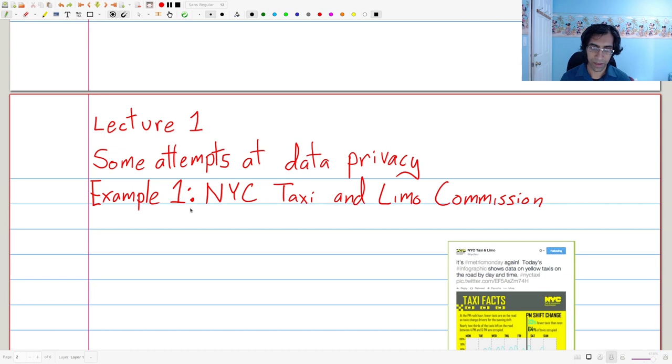The first example that I'm going to go over is the New York City Taxi and Limo Commission example from 2014. What the NYC Taxi and Limo Commission does is they regulate all taxi rides in New York City. You can't legally drive a taxi without their backing. They regulate medallions and licenses like this, and so they have all the data in terms of taxi and limo trips in New York City.